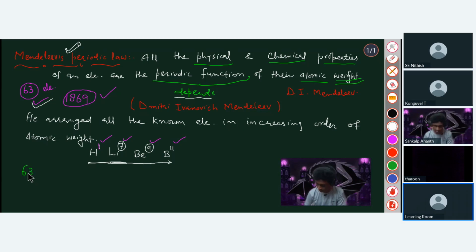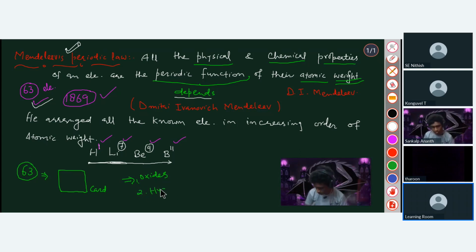Now, see here. These 63 elements, what he did, he just made different types of cards, right? For all these elements, he made a card. He wrote the atomic mass of the element and the symbol of the element. He also wrote two very important properties. One is their oxides, and next, the hydrides of these elements.